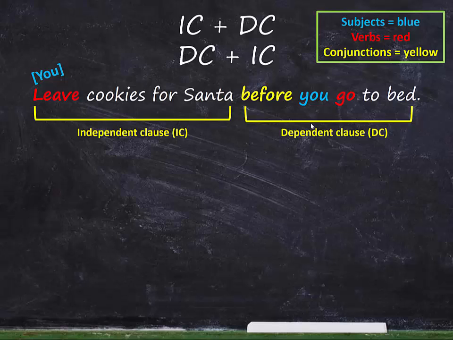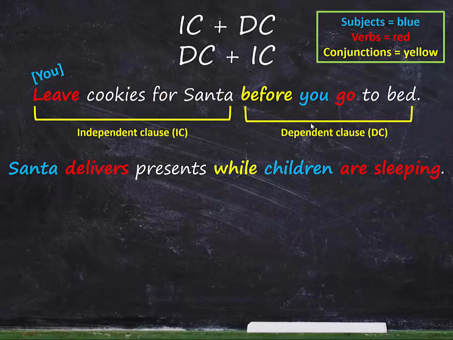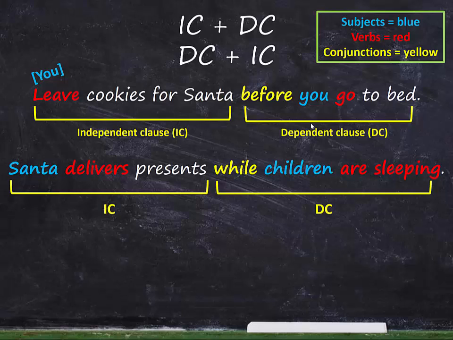Let's look at another example. Santa delivers presents while children are sleeping. The first clause has no conjunction, so again, it's independent. While is an AWUBIS conjunction, so this one is dependent. Notice that these two examples both follow the same pattern, independent plus dependent clause. When they appear in this order, you don't need to do anything special to join them, no extra punctuation or anything. But if you reverse the order, you do need a little something.